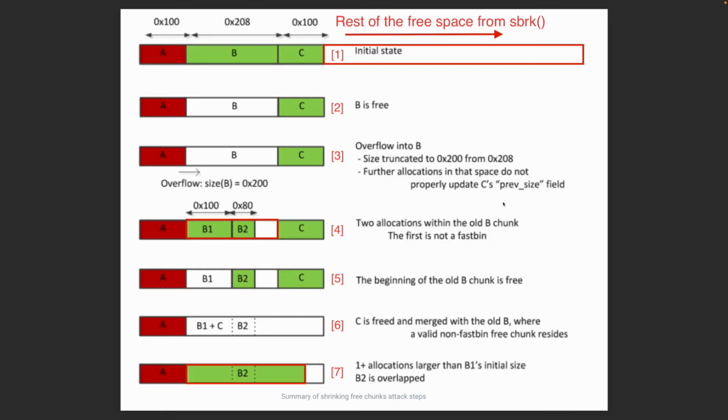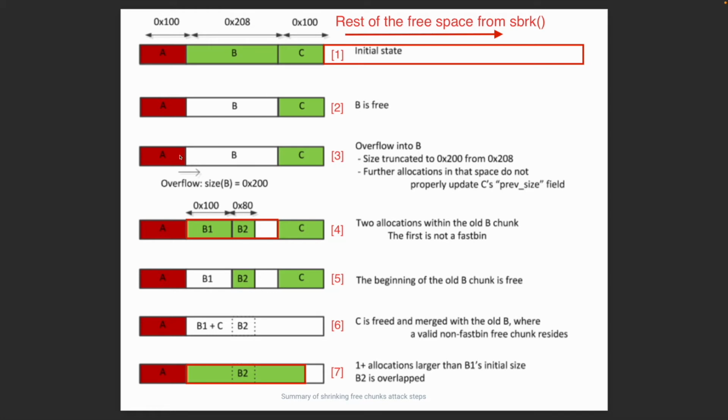Now let's take a look at how this attack works. At first we'll make 3 mallocs, chunk A, chunk B, and chunk C, and the rest of it will be free. Then we will free chunk B, which will update the header of C. More precisely, it will update the previous size variable, and it will set it equal to the size of B, which is 208 in hex.